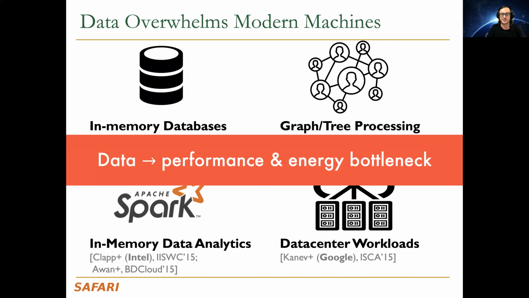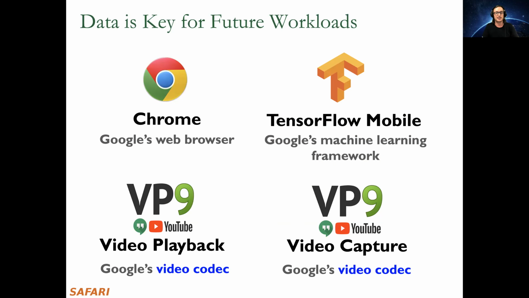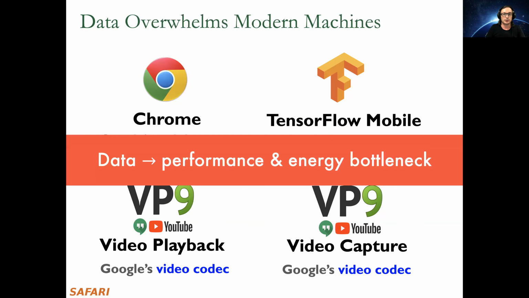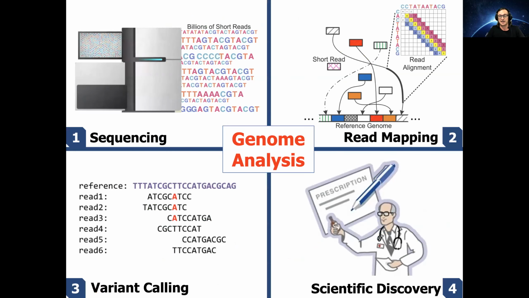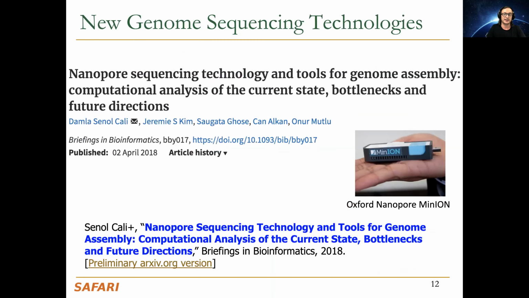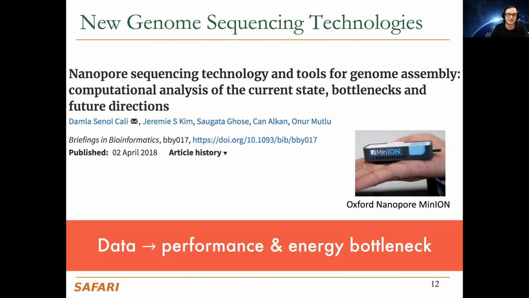Data is a big performance and energy bottleneck in these applications, as well as other applications that are heavily employed in mobile systems. And data is key for future workloads like genomics, where data is critically increasing, and we're at a capacity where we can sequence many genomes, as the COVID-19 pandemic has clearly shown us as well.